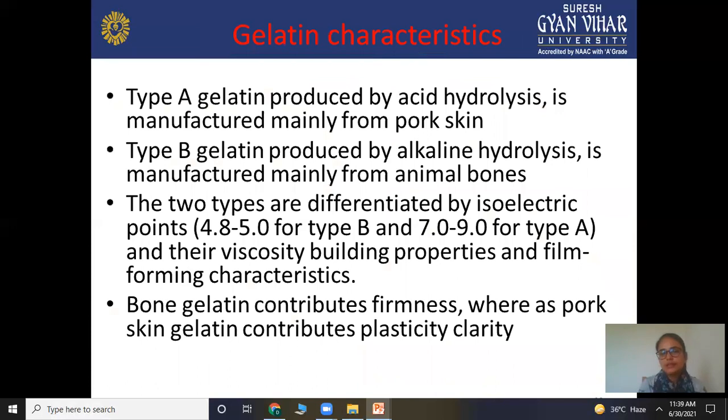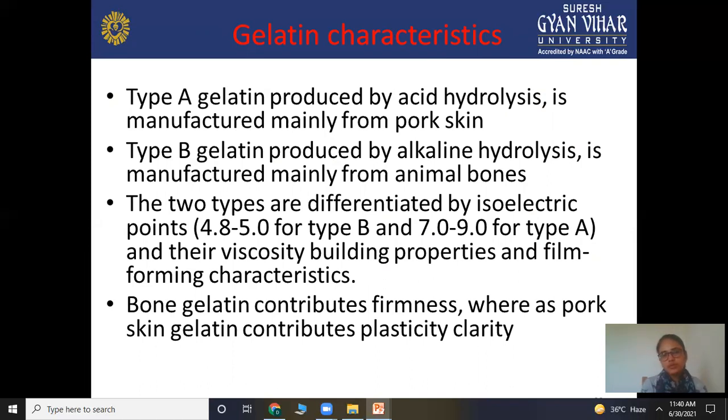Next is gelatin characteristics. Type A gelatin, produced by acid hydrolysis, is manufactured mainly from pork skin. You may see in the previous slide there are two types, A and B, and both are prepared by hydrolysis. But type B gelatin, produced by alkaline hydrolysis, is manufactured from animal bone. Hence only the animal part is changed for type A and B. In type A you use pork skin and in type B you use animal bone, and both have a hydrolysis process, but in type A acid hydrolysis takes place and in type B alkaline hydrolysis takes place.